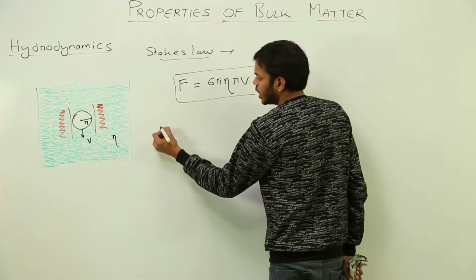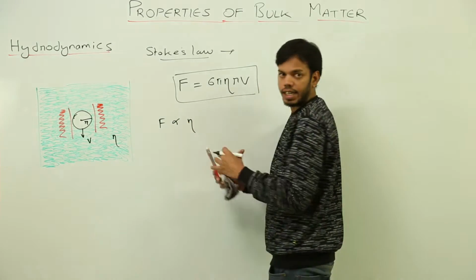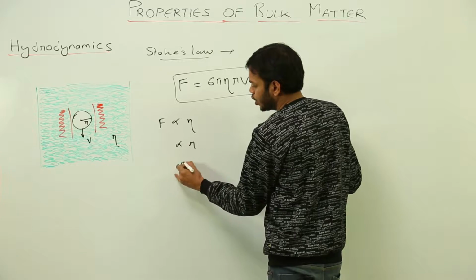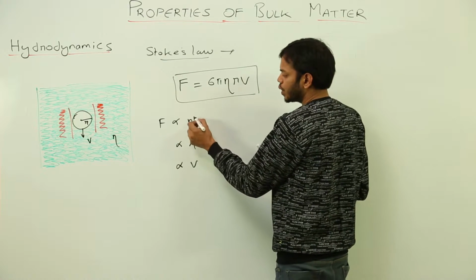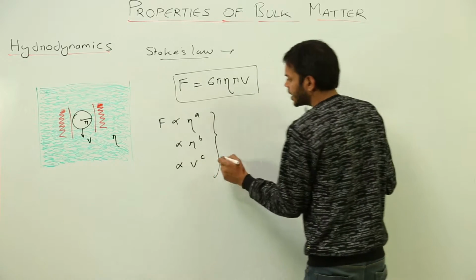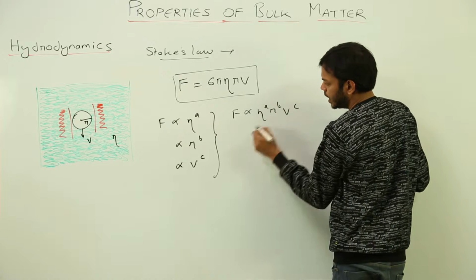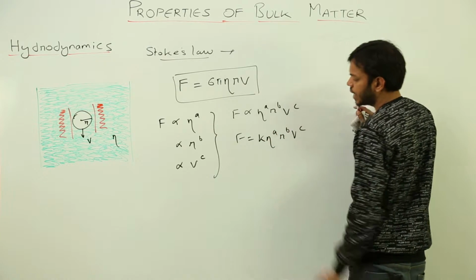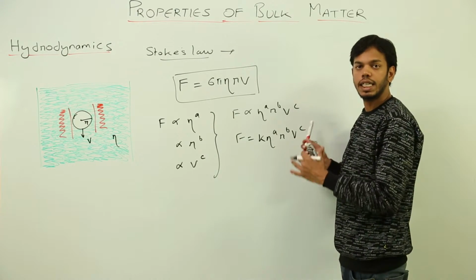So according to Stokes, the force is proportional to what? Viscosity. I am writing the factors. It is proportional to viscosity, proportional to radius, and proportional to velocity, right? So what do we do in dimensional analysis? Let force be proportional to viscosity raised to power a, radius raised to power b, and velocity raised to power c. Combining these factors, I'll get F is equal to k times eta^a r^b v^c, right? According to dimensional analysis, the dimensions on both LHS and RHS should be equal.